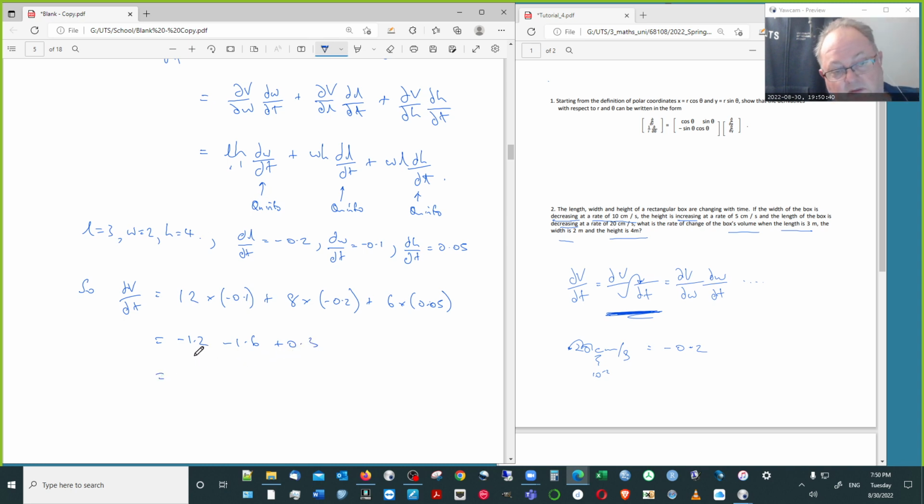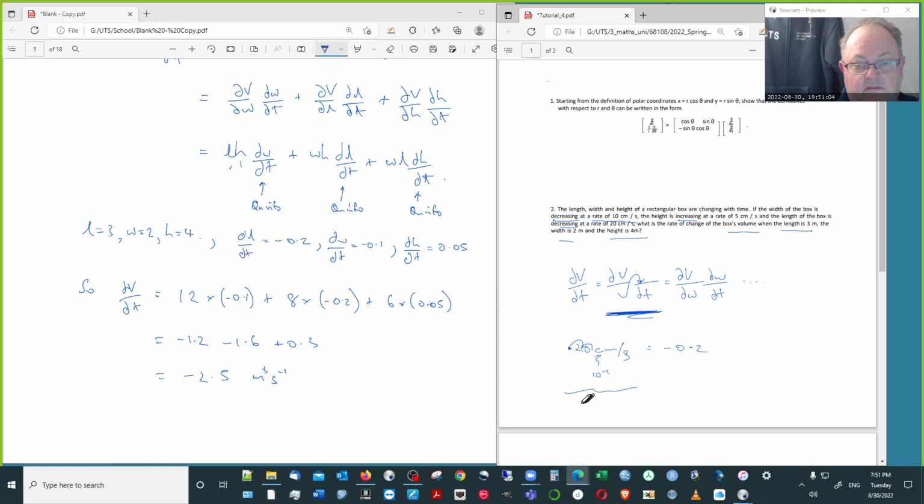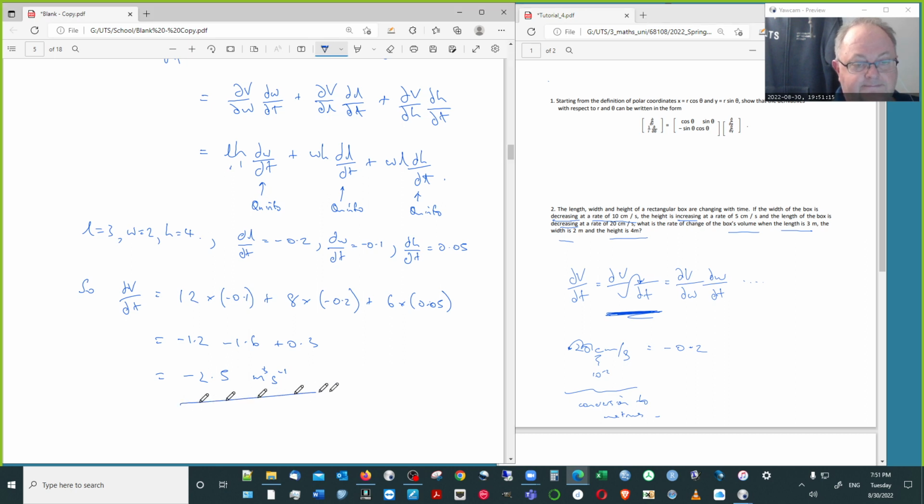So what have we got? Minus 2.8, minus 2.8 plus 0.3 is minus 2.5 meters cubed second to the minus 1 for the physicists. Remembering that we converted them into meters. So setting that kind of thing aside, it's not too bad. Okay.